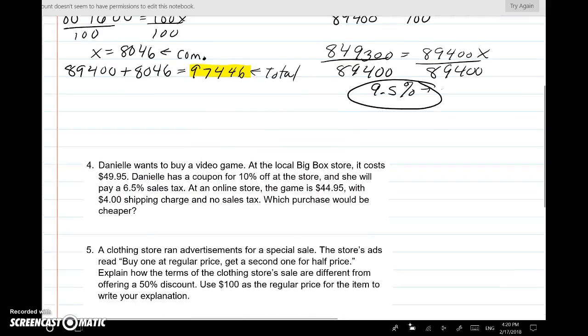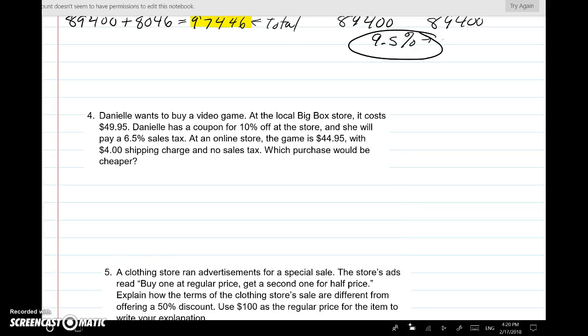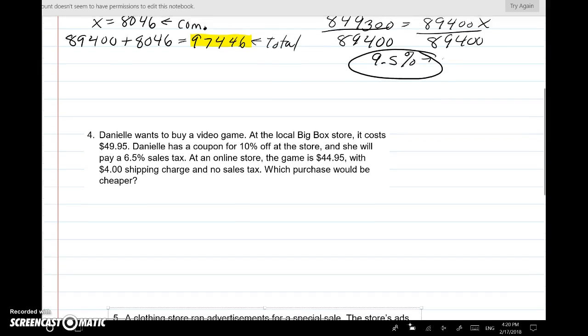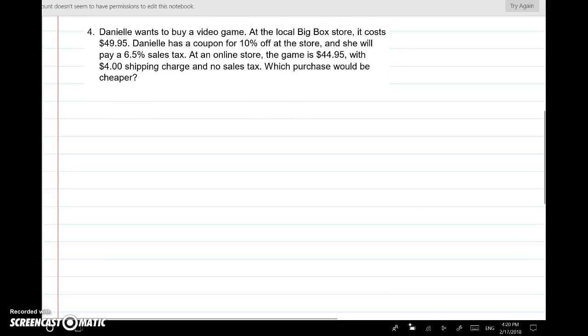Let's look at question number 4. We don't need question number 5 yet. Let's move that away for the moment. Danielle wants to buy a video game. At the local big box store, it costs $49.95. Danielle has a coupon for 10% off at the store, and she will pay 6.5% sales tax. At an online store, the game is $44.95 with $4 shipping charge and no sales tax. Which purchase will be cheaper?